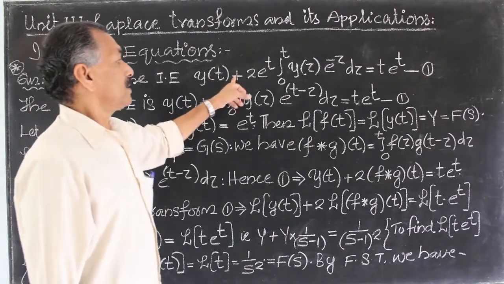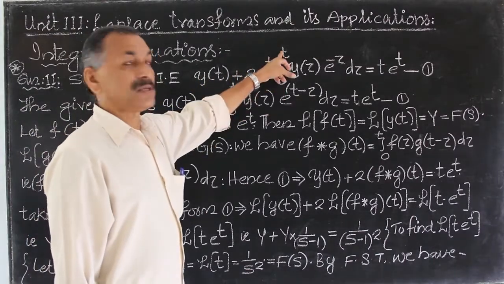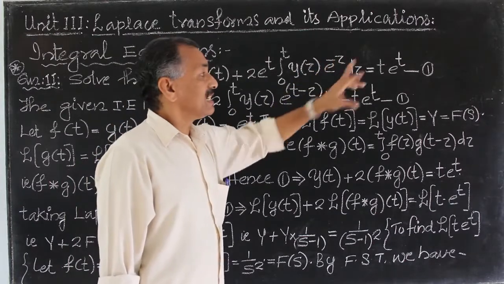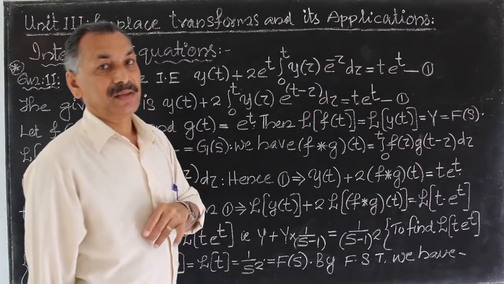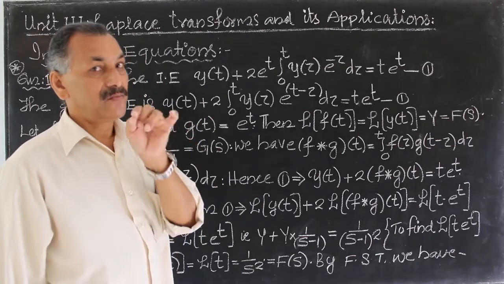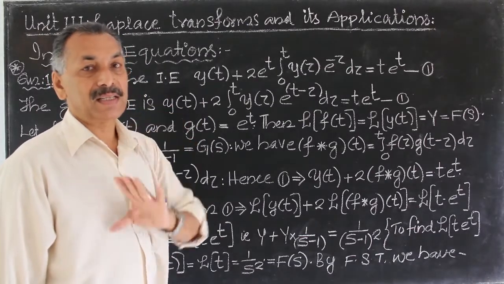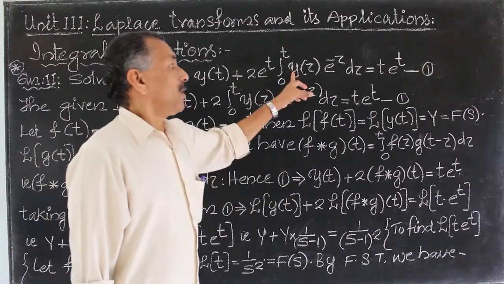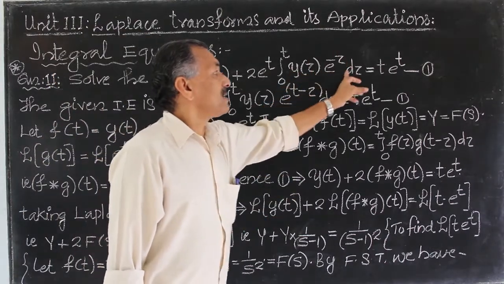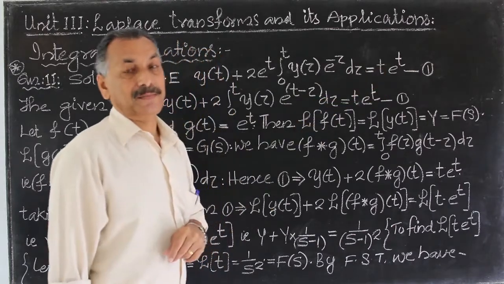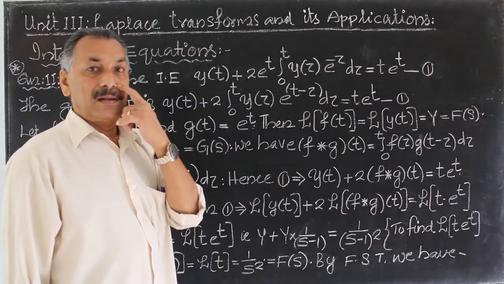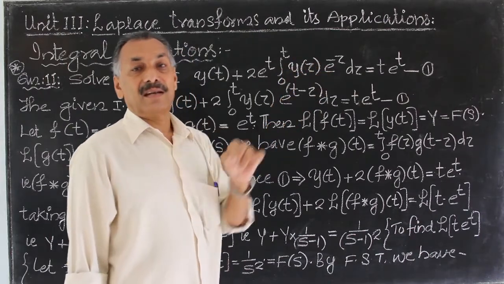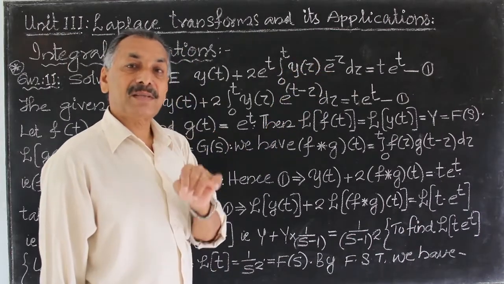y of t plus 2 e raised to t into the integral from 0 to t of y of z e raised to minus z dz is equal to t e raised to t. Here tau is written, but you read it as z because we are familiar with z. Then first we consider the term inside the integral and express that term as a convolution.